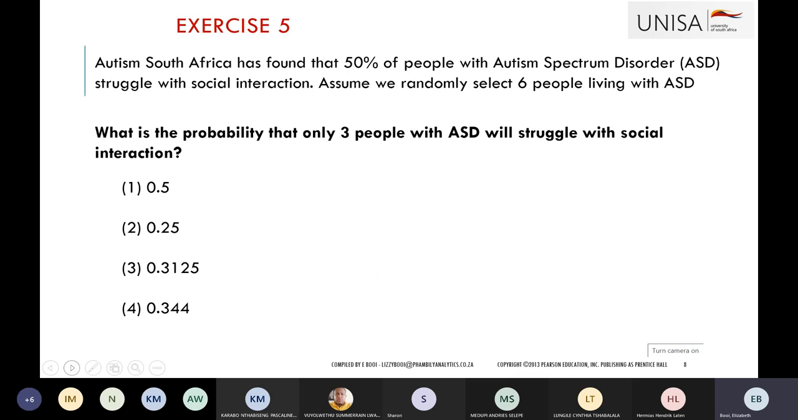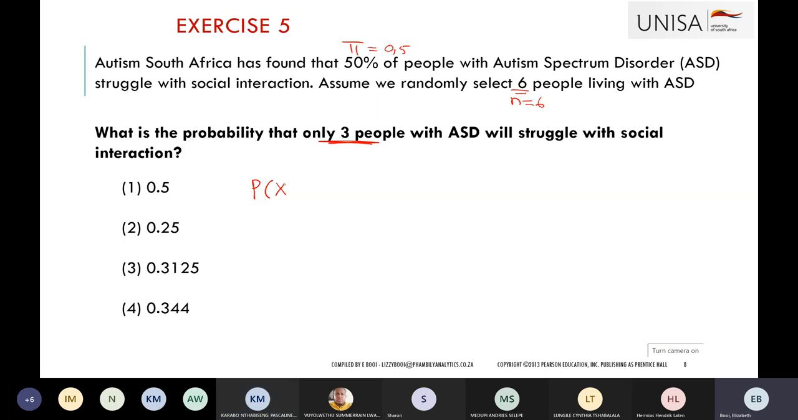Next question. Autism South Africa found that, we've read the statement before. We know that this is our probability of success, which is 0.5, and this is our n, which is equal to 6. What is the probability that only 3 people? How do we represent that probability? We need to find the probability that X is equal to 3.